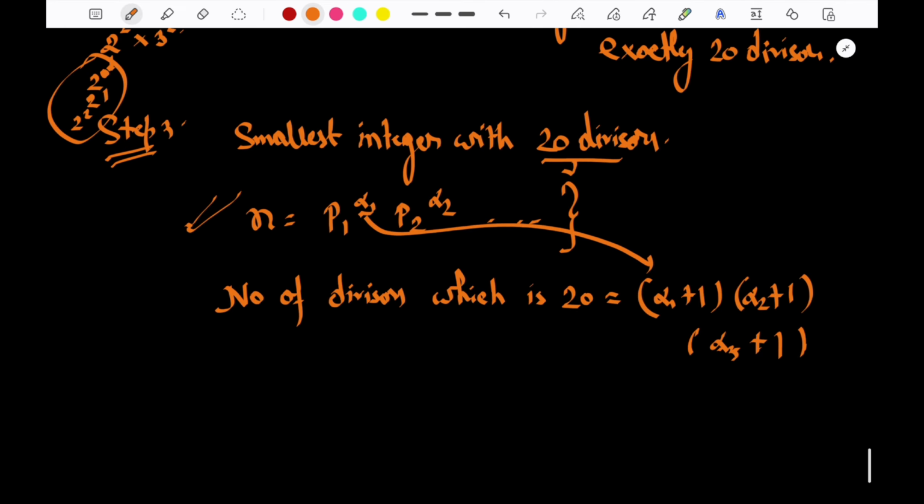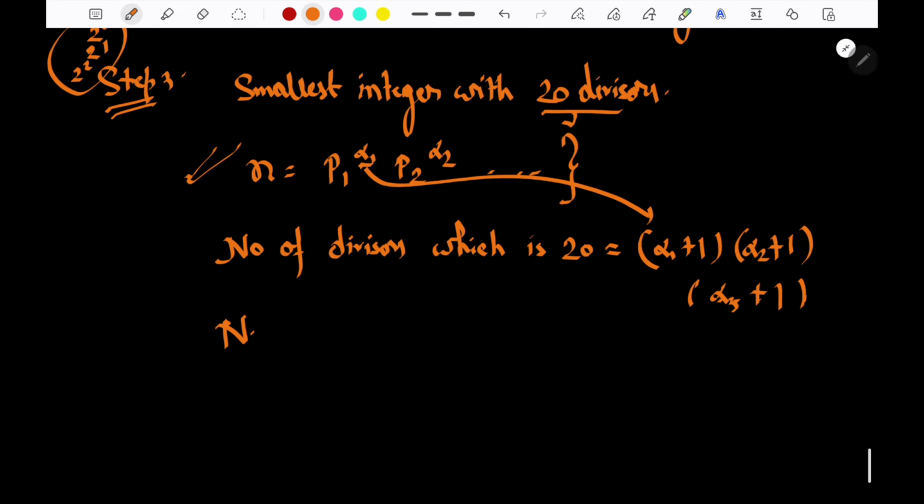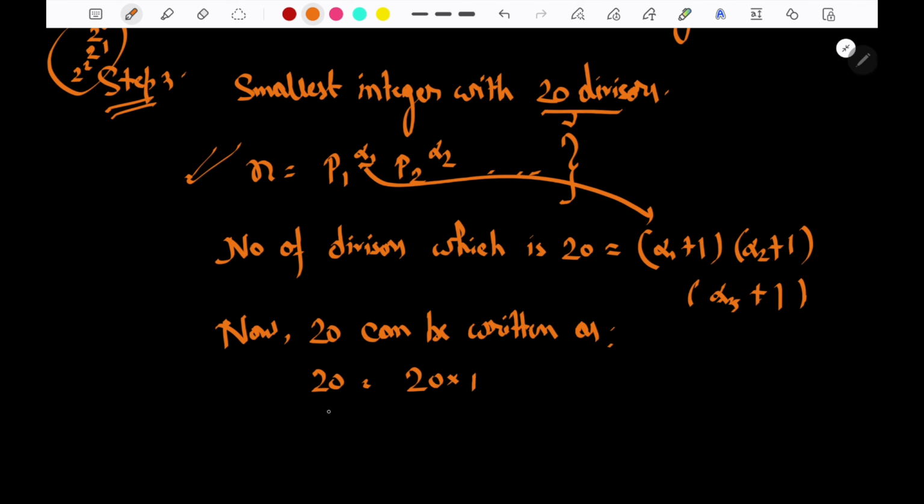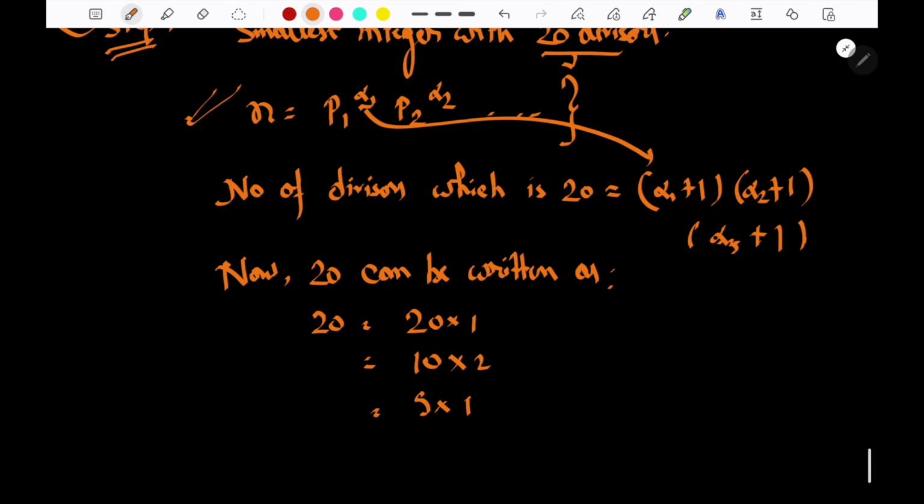Okay, so now how can 20 be written? First, 20 can be written as 20 into 1. Or 20 can be written as 10 into 2. It can also be written as 5 into 4. It can also be written as 5 into 2 into 2.